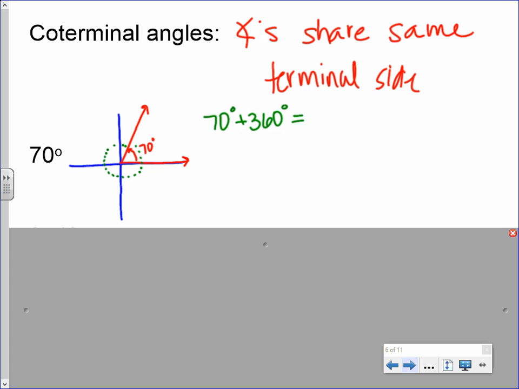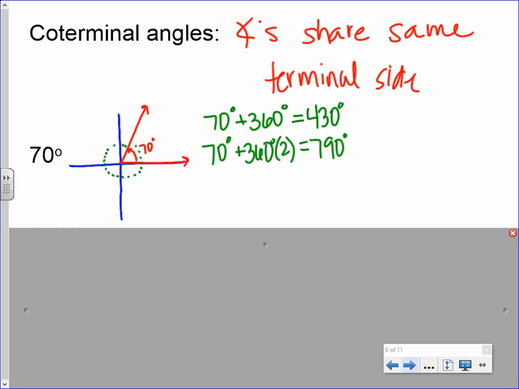What'd you say? 4. Okay, and we could do that again, right? We could rotate another 360 degrees in the positive direction, and we could be pretty obnoxious with that, right? Let's do that. If we rotate twice around, so if we add another 360, we'd be at 790 degrees. So those are all coterminal angles of 70 degrees.